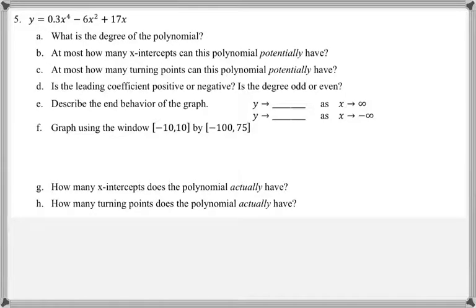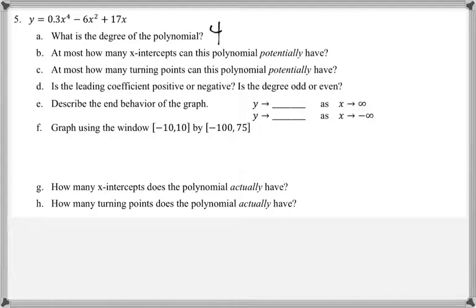Looking at number 5, we're doing an analysis of the graph, and a lot of it we can figure out before we even graph it. So what is the degree of the polynomial? That's just our highest power, so that's going to be 4.